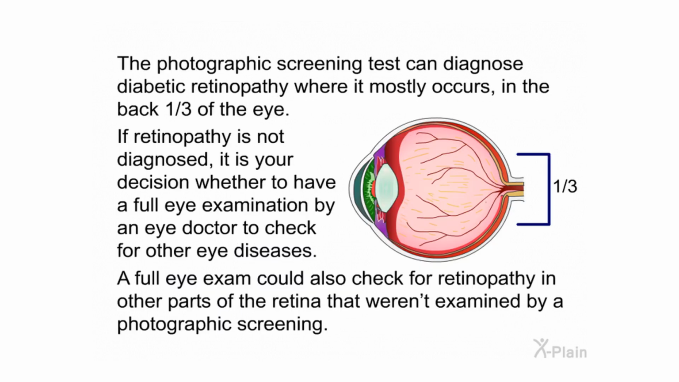The photographic screening test can diagnose diabetic retinopathy where it mostly occurs, in the back third of the eye. If retinopathy is not diagnosed, it is your decision whether to have a full eye examination by an eye doctor to check for other eye diseases. A full eye exam could also check for retinopathy in other parts of the retina that weren't examined by a photographic screening.